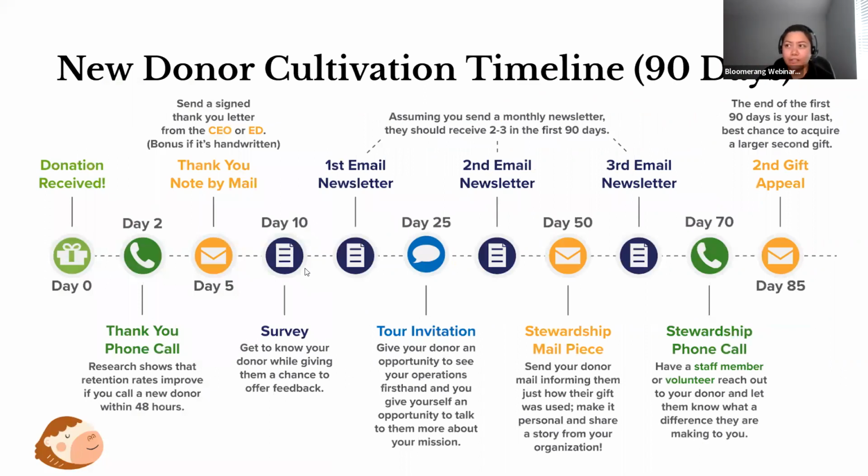Now, we talked about having a cultivation timeline. So here's a sample of a new donor cultivation timeline. If you look at our linear model of the donor life cycle, imagine this new donor cultivation timeline stretching across on either side. So on the left side of the timeline, what are the activities that you want to do or that you can do so that you can get them to that first gift?